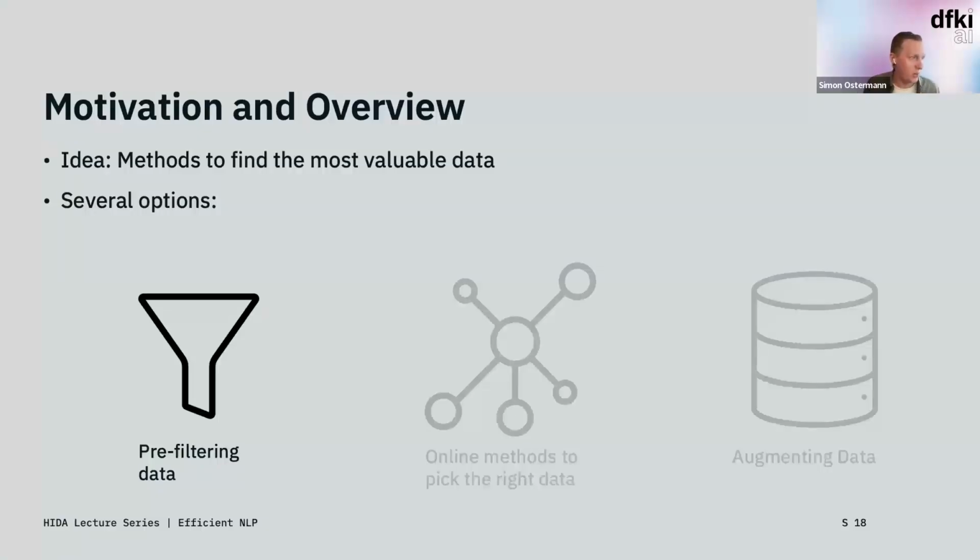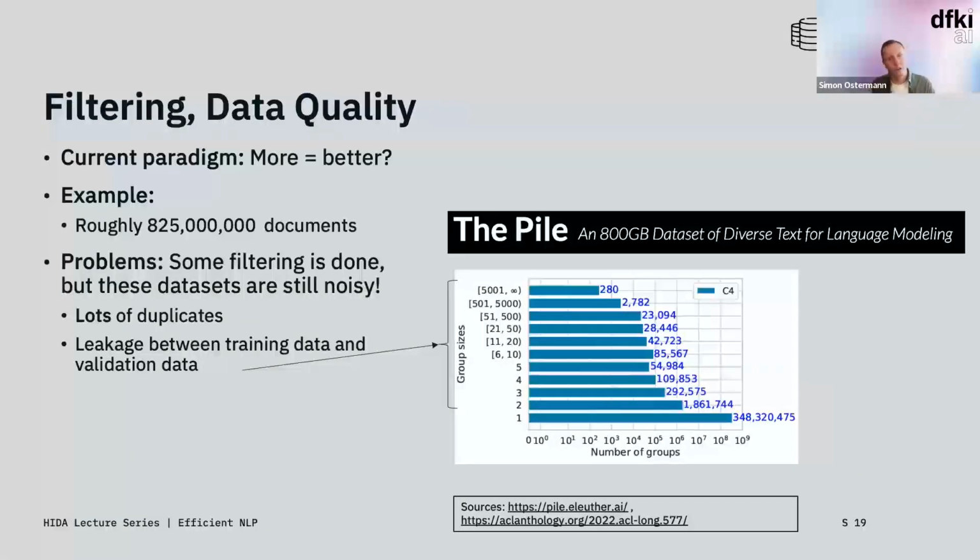This is a topic that is especially relevant in the light of pre-training and training very large language models, because the current paradigm is more equals better, right? And if we look at the Pile again, for example, we have this number of documents, but the problem is, although the Pile is supposed to be a very clean data set, it's still super noisy. We have lots and lots of duplicates, as you can see here on the right side. So what the graph shows is the number of instances that only appear once, the number of instances that appear twice, 3 times, etc. And you can see that not even half of the data points, that means texts, that we have in the Pile are actually unique.